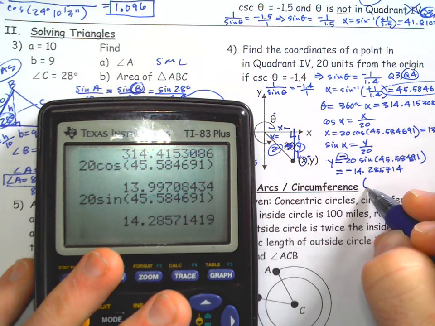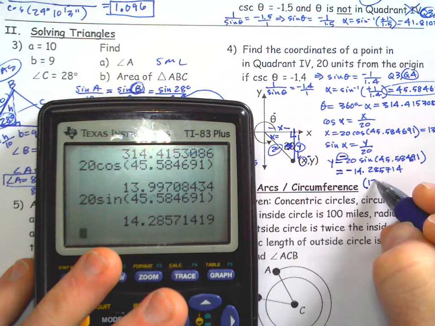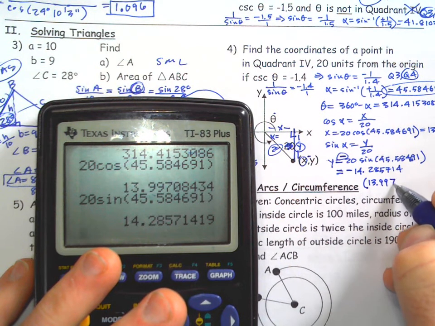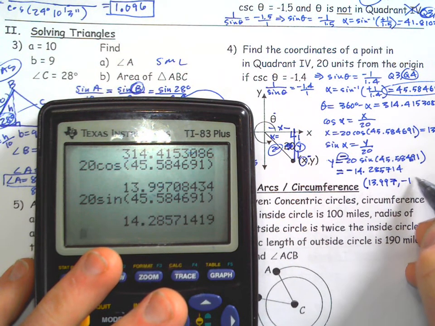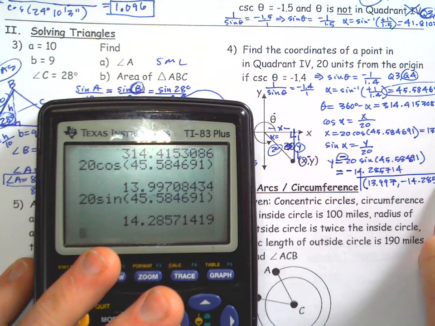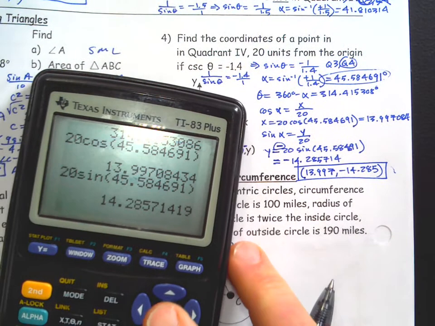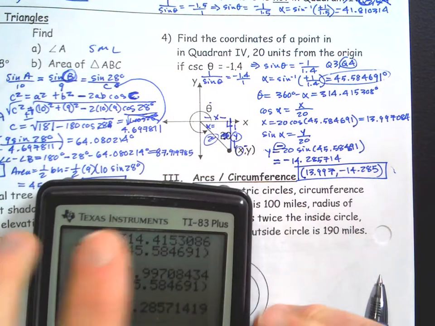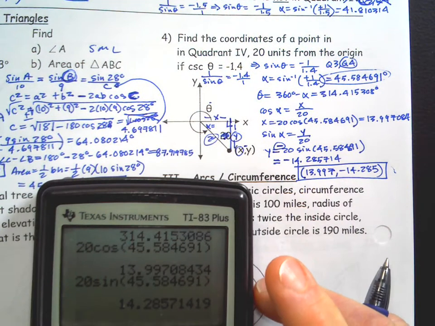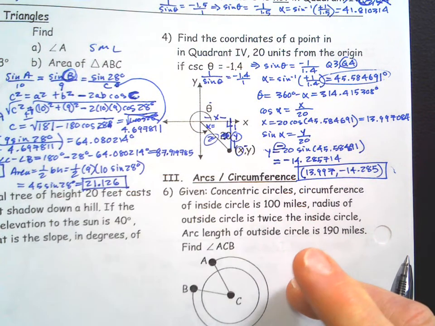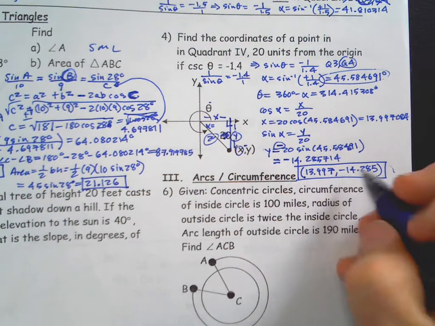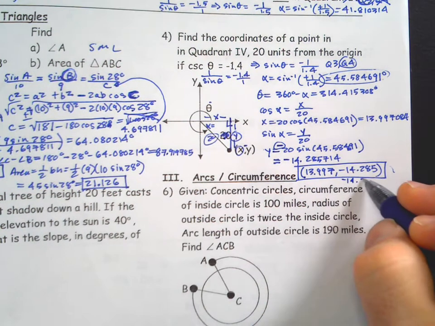Final answer, x first, y second, 13.997, comma, negative 14.285. Ordered pair. That's not an interval notation. That's an ordered pair. You could probably find some other ways to do that, but that seemed like a nice straightforward way of doing it. If you rounded, it would have been negative 14.286.